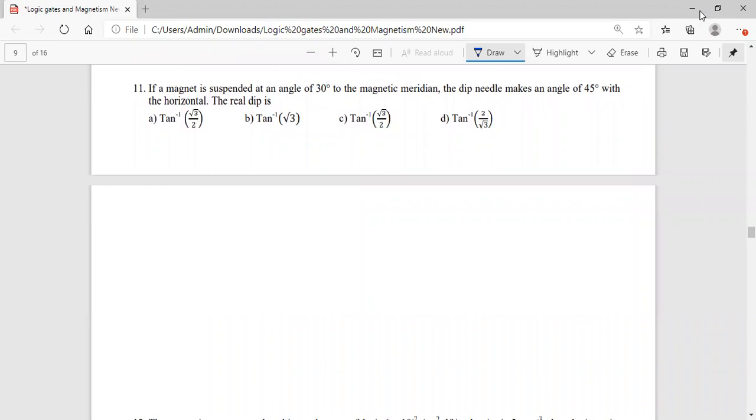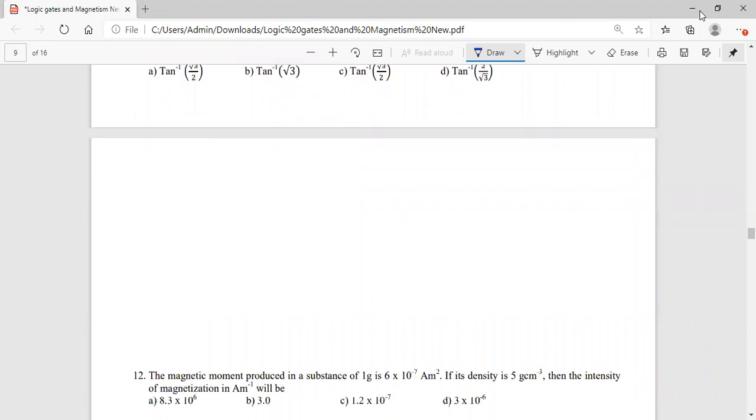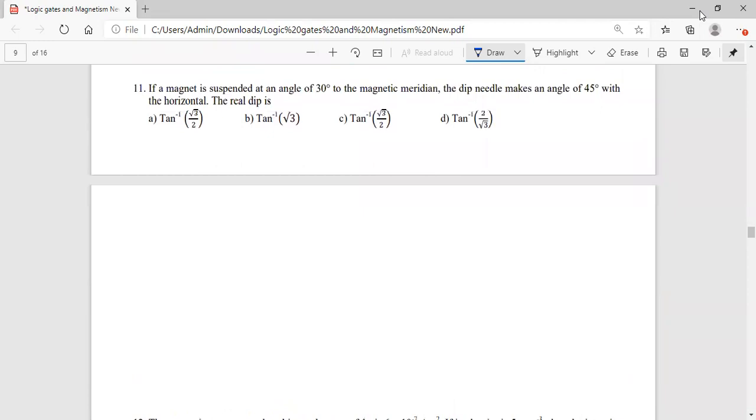Next, 11th one. If a magnet is suspended at an angle of 30 degrees to the magnetic meridian, the dip needle makes an angle of 45 degrees with the horizontal. The real dip is?